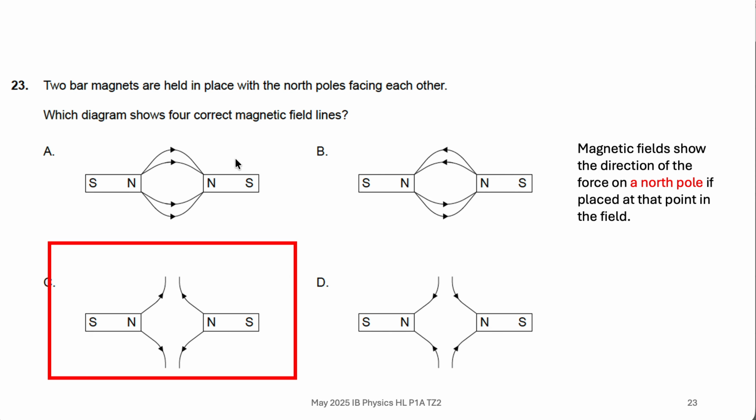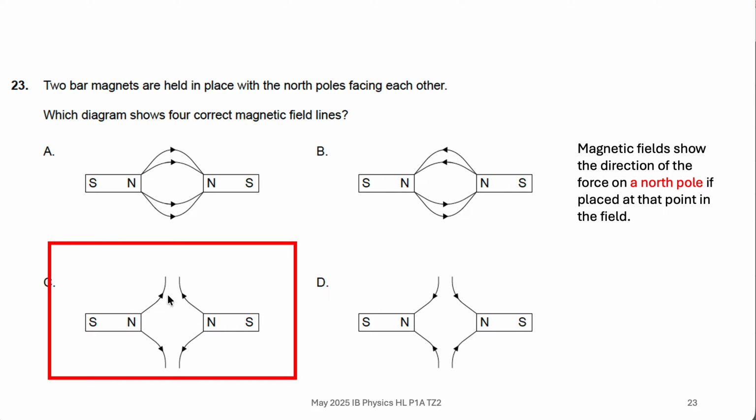Now notice these two drawings here, they show arrows in opposite directions. That also doesn't make sense, because we would expect this thing to be symmetrical. D seems sort of like it could make sense. However, remember, our north pole would be pushed away from the pole, which is why C is correct.